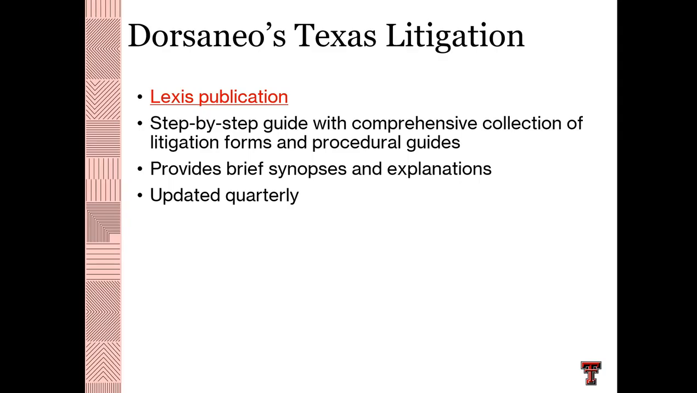And then the last one we're going to talk about is Dorsaneo's Texas Litigation. This is a Lexis publication and is available in Lexis. It is a step-by-step guide that provides a comprehensive collection of litigation forms and procedural guides. It also provides brief synopses and explanations, and it is updated quarterly. So all three of these secondary sources are going to be great in helping you identify the primary law for the issue, so the binding case law, the primary statutes, regulations, etc.